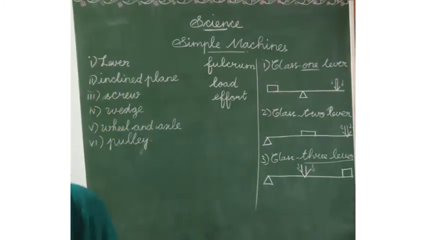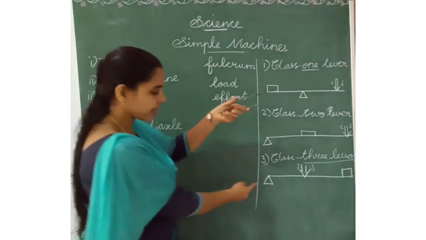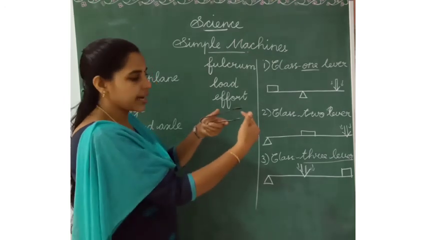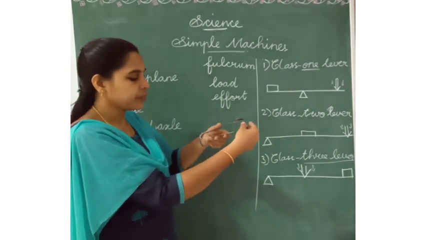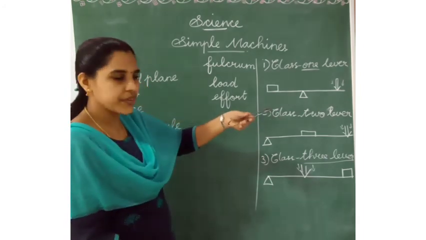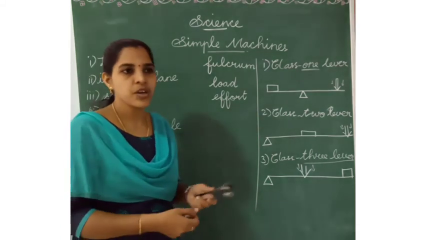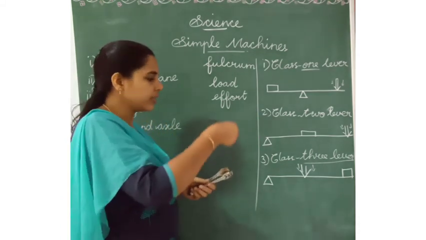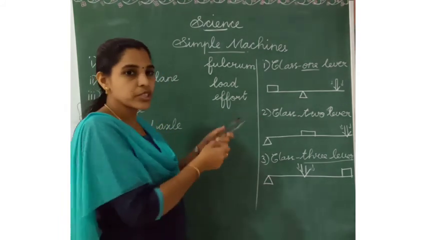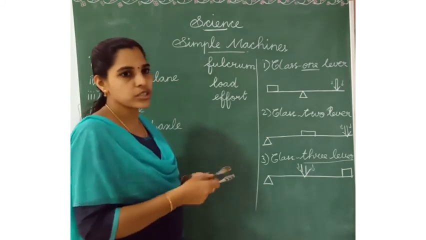For example, tongs. Listen here, this is the fixed point, the fulcrum. When we hold the load on this side, like an appalam or anything, we give the force in the middle of the lever, so this is a class 3 lever. Another example is the fishing rod. When we catch fish from the pond, the end part of the fishing rod is the fulcrum, in the middle part we give the effort, and the fish is the load.